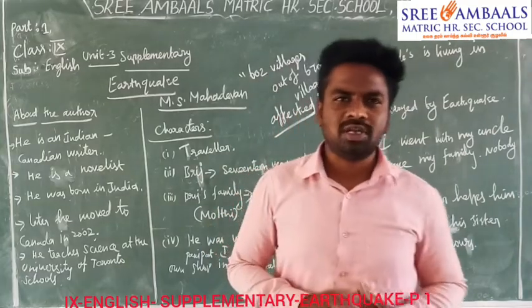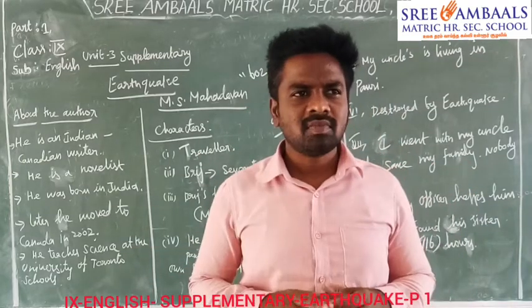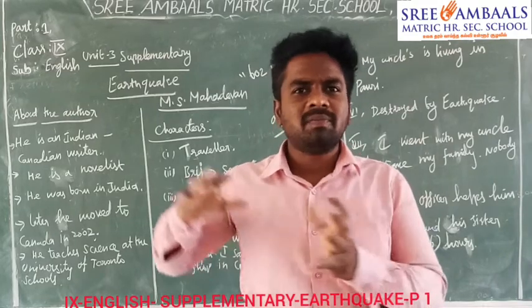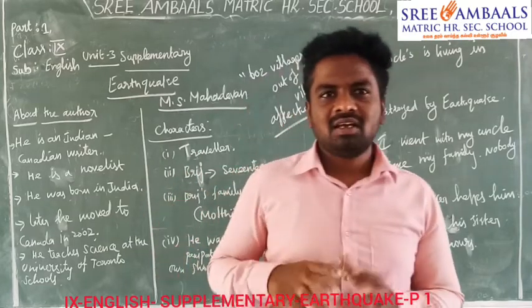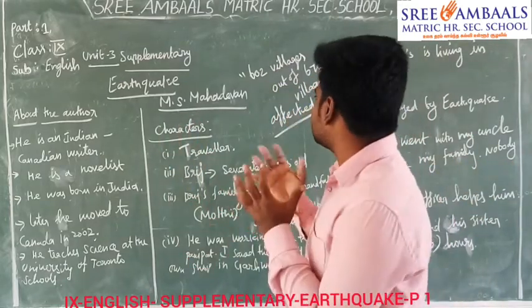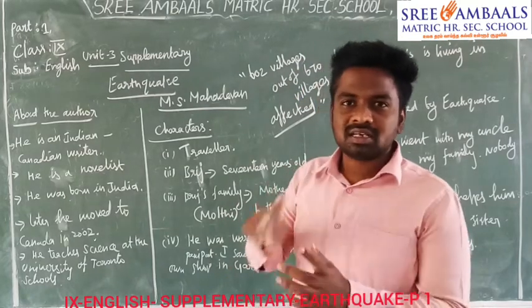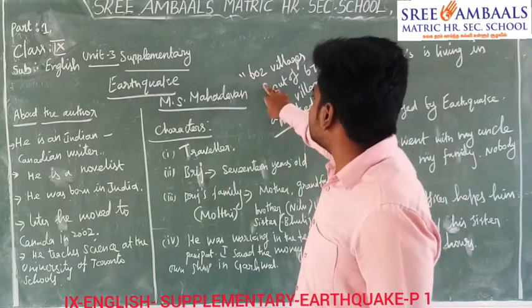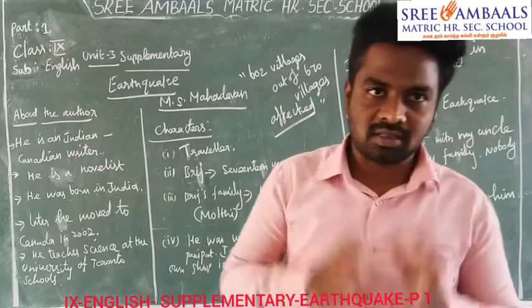It is a wonderful story narrated by M.S. Mahadevan. It is a true incident from the Himalayan valley. In the Himalayan valley, there were a lot of villages. How many villages are there? 670 villages. Out of 670 villages, 602 were affected by the earthquake. This is the main point.